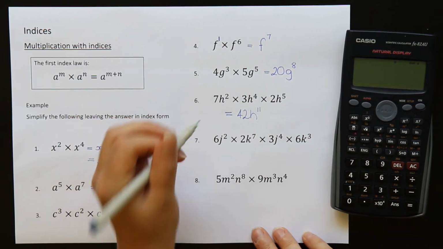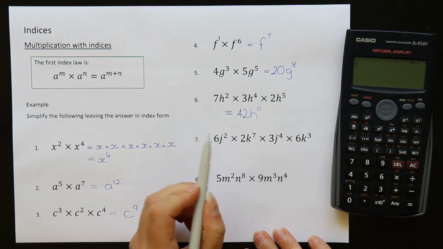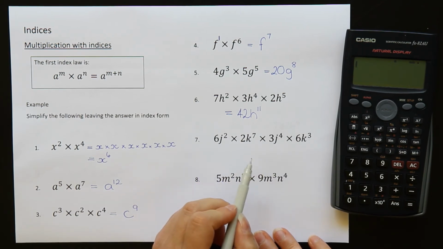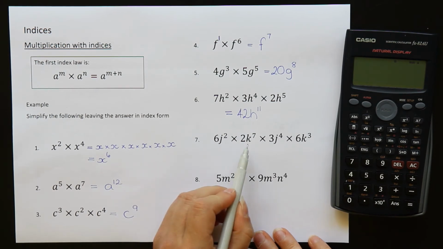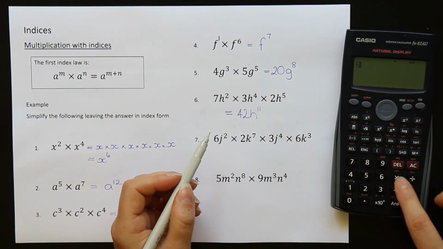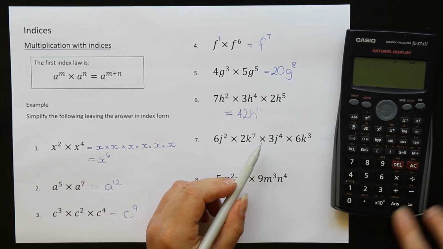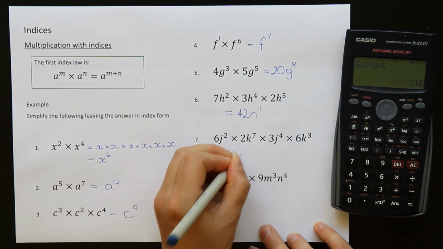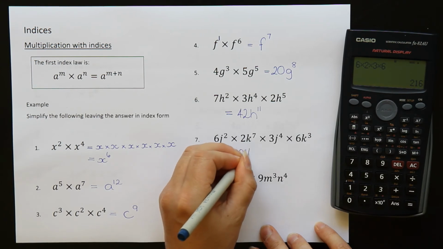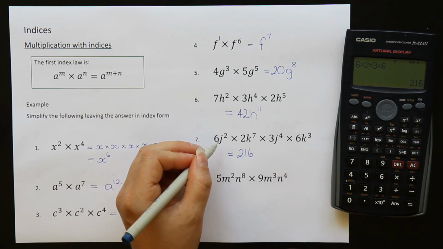In question 7, it looks like we have 4 things times together here, but they are not all the same bases. Some of them are j's and some of them are k's. So we can multiply all the big numbers out the front together. Let's do that first. 6 times 2 times 3 times 6 equals 216. But we can only do the letters with the same base together.